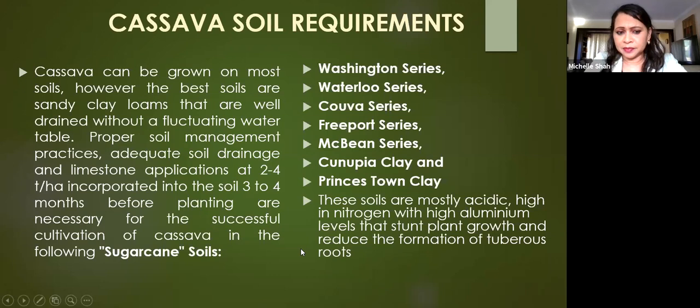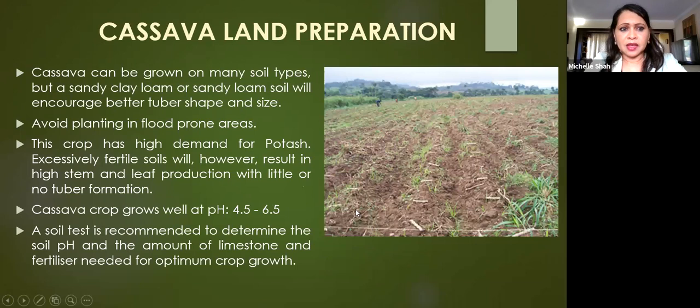Cassava land preparation. Cassava can be grown on many soil types, but a sandy clay loam or sandy loam will encourage better tuber shape and size. Avoid planting in flood-prone areas. The crop has high demand for potash. Excessively fertile soils will, however, result in high stem and leaf production with little or no tuber formation.